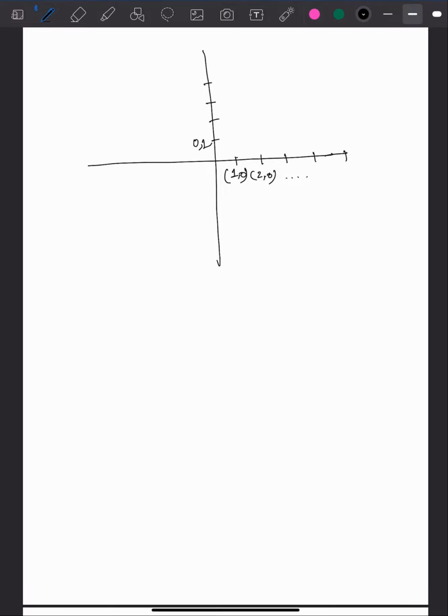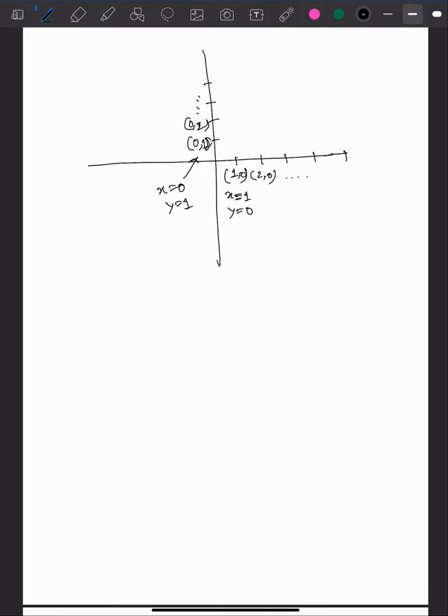This is 01, 01, 02 and so on. So here x equals 0, x equals 1 and y equals 0. Here x is 0 and y is 1.